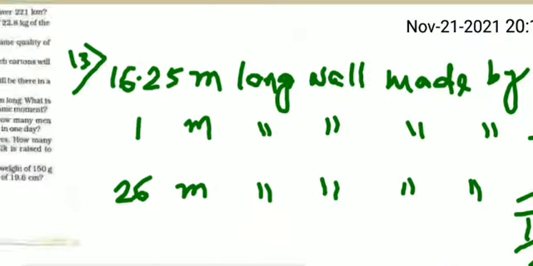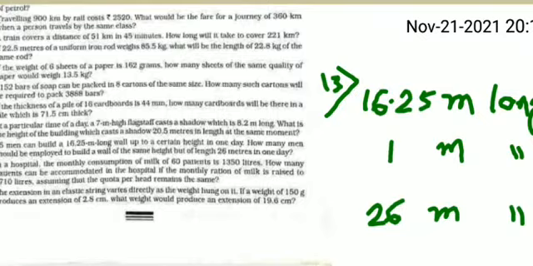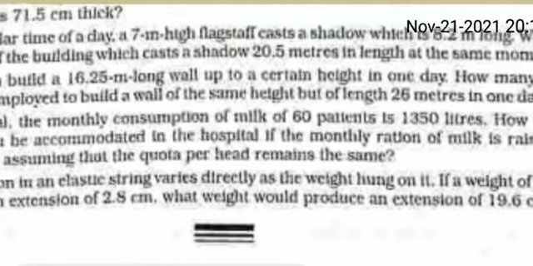In question number 14, students, it tells that in a hospital the monthly consumption of milk of 60 patients is 1350 liters. How many patients can be accommodated in the hospital if the monthly ration of milk is raised to 1710 liters, assuming that the quota per head remains the same?